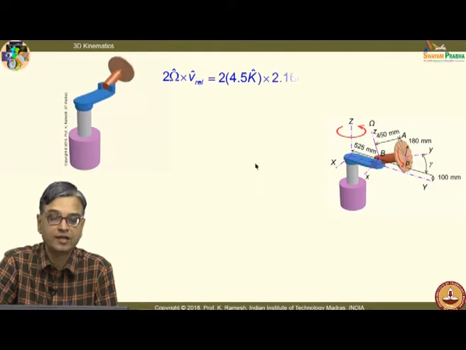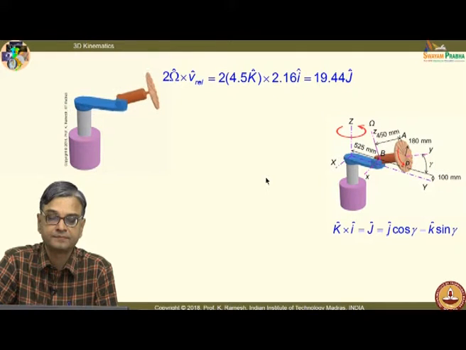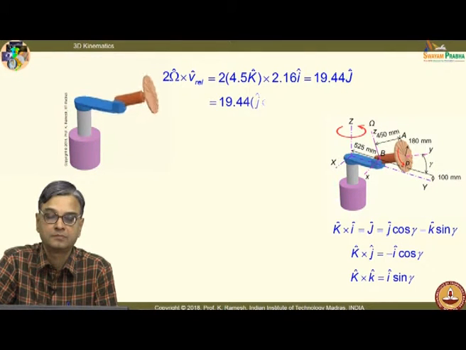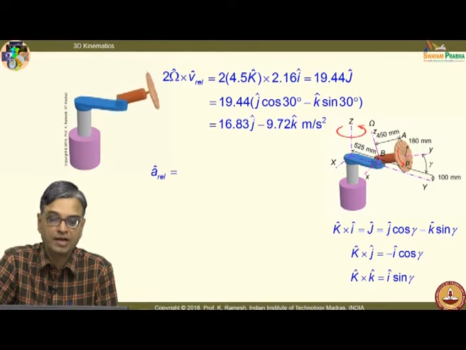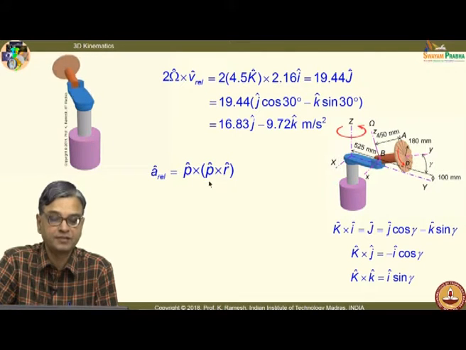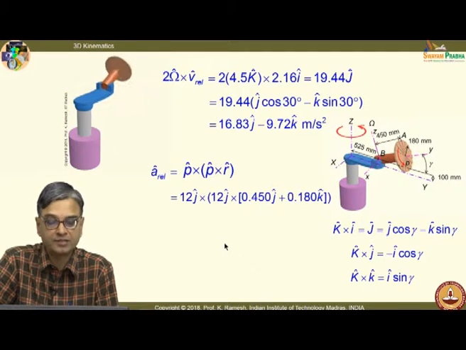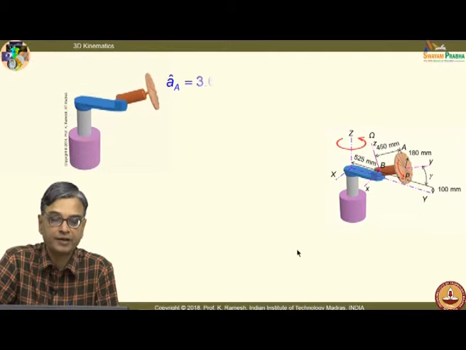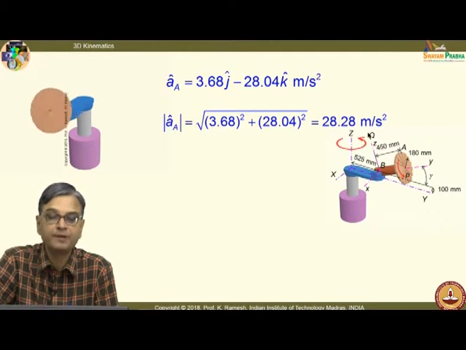And I have this Coriolis component, which can also be written in terms of small i j k. So, I get the final expression like this, and ARL you can write it in terms of spin velocity, and only constant spin velocity is given. So, it is easier to find out this. So, when I put all these quantities, I get the acceleration at point A, and we can also find out the magnitude. It turns out to be 28.28 meters per second square.